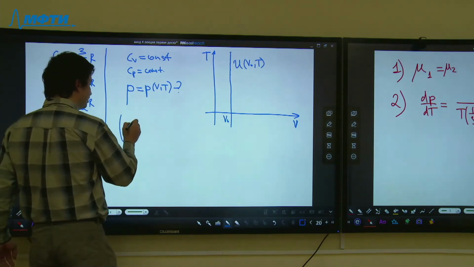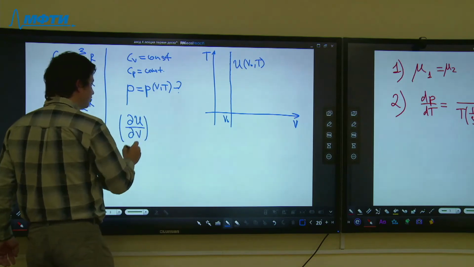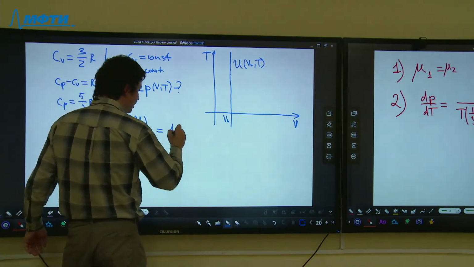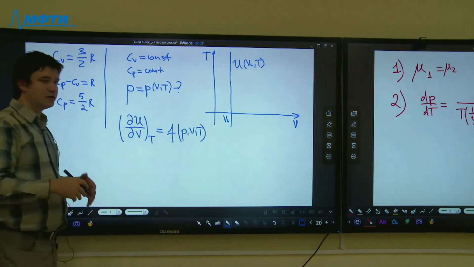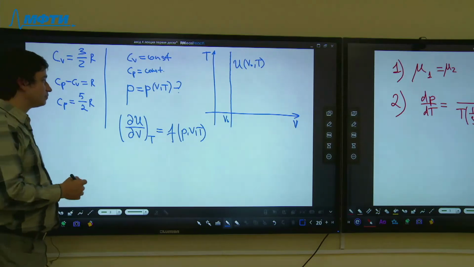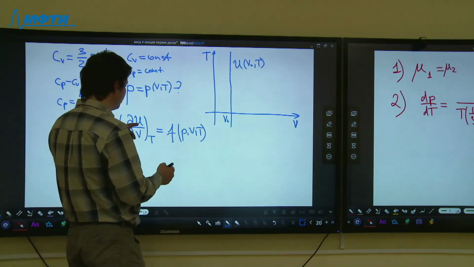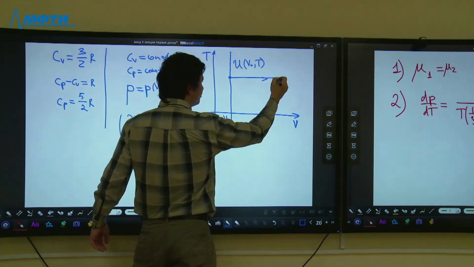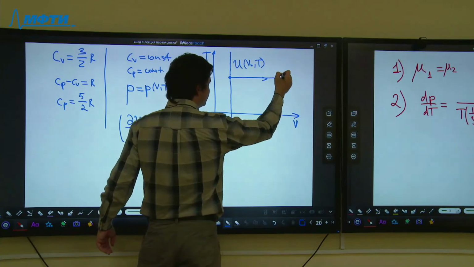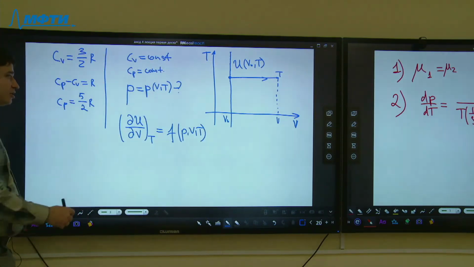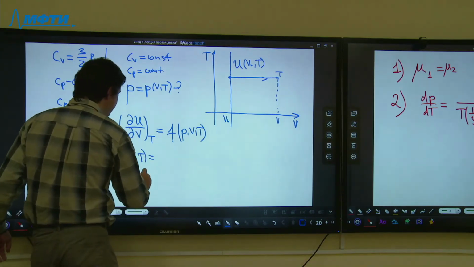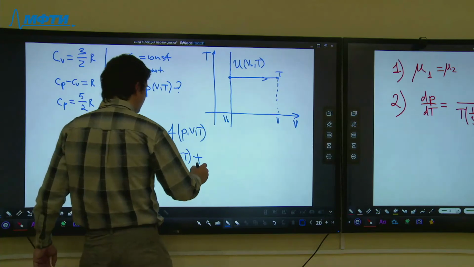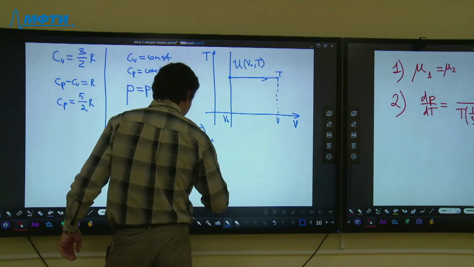So during the lecture, I have expressed the derivative of internal energy over volume at a constant temperature as a function of pressure, volume, and temperature, and relationships between them. And if I know this derivative, then I can take off from any point here and go in this direction up to any other point at any other volume and temperature and calculate the internal energy at that volume and temperature. U as a function of V and T is U of V0 and T, which is given, plus this kind of a function integrated from V0 to V.